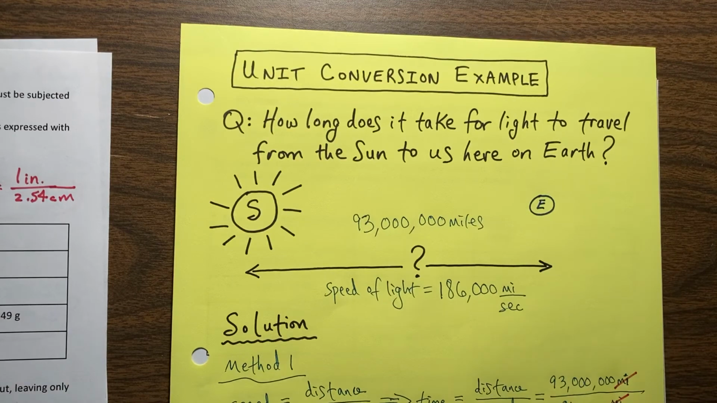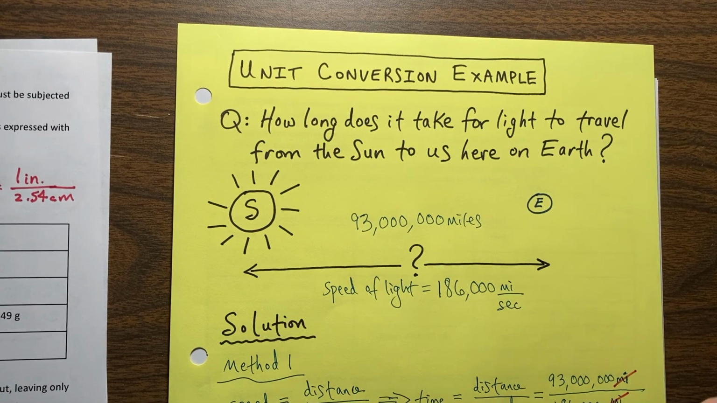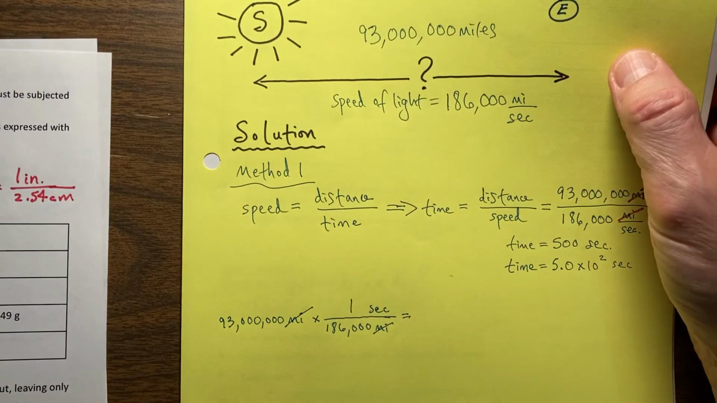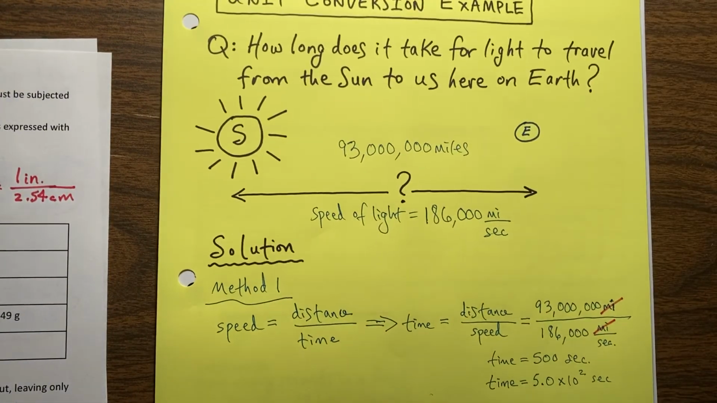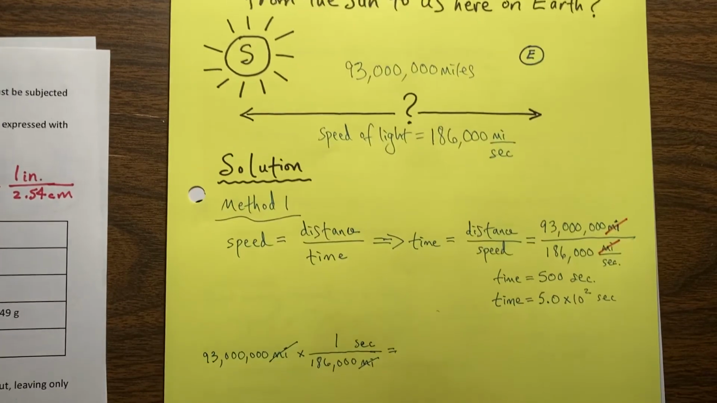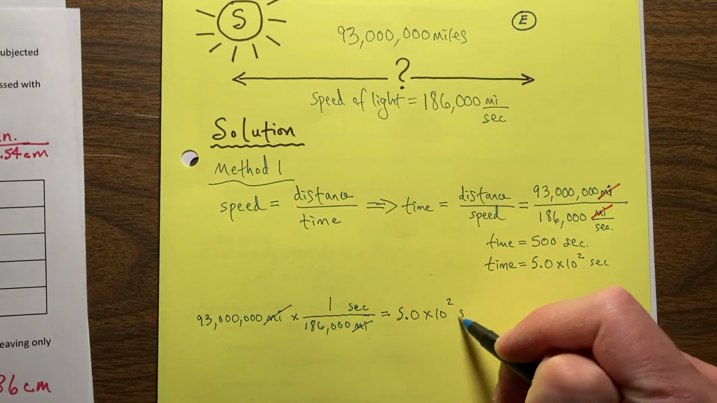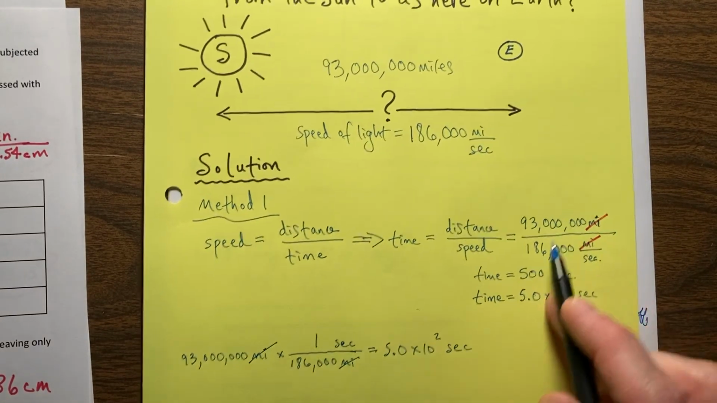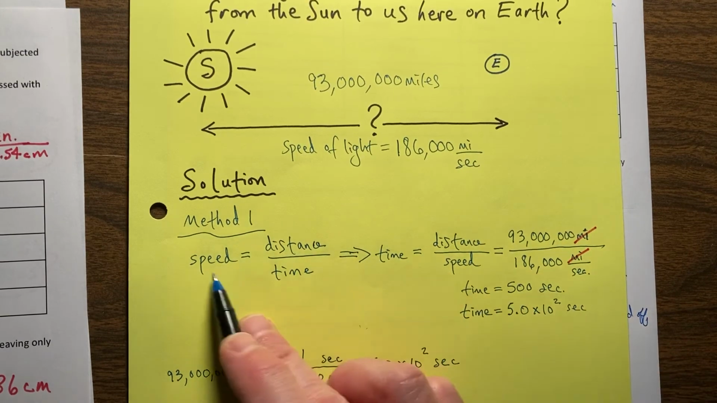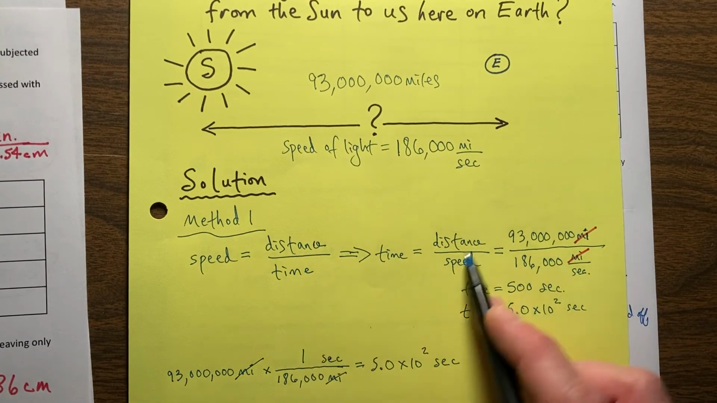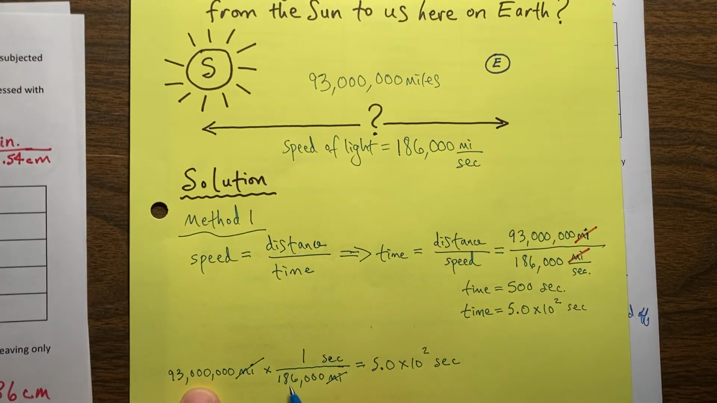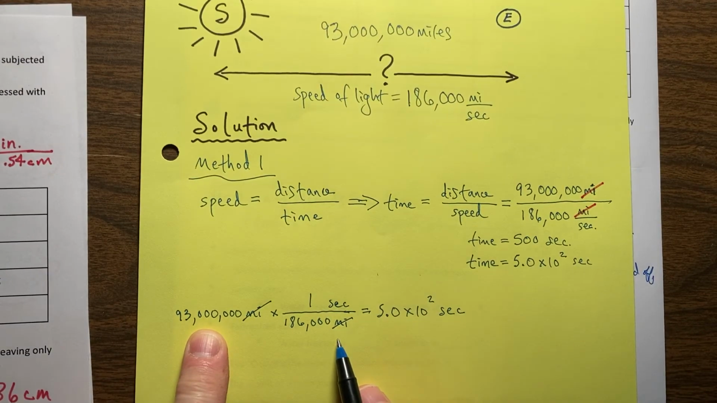Now, I didn't specify in this problem what units to give your answer in. If I said seconds, you'd be done with the problem. You would get 93 million divided by 186,000, and you get 500 seconds, which you should round to 2 sig figs. So I should write that as 5.0 times 10 to the second seconds. And I did the same problem up here using the definition of speed. Notice I solved it for time. I got distance over speed. And here I have distance over speed in the unit conversion method.